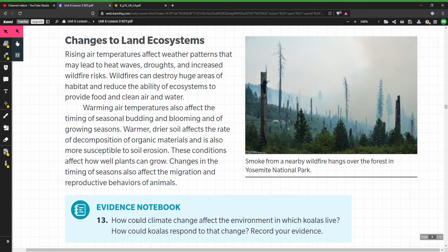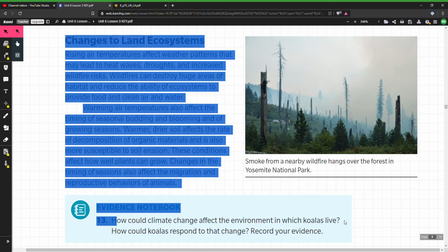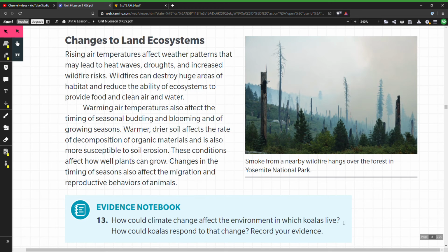So one thing that climate change could do is change the trees. Maybe the trees start dying off, or if there's a fire, there's nowhere for the trees to live. So how could the koalas respond to that change? Well, the koalas might need to migrate to a new habitat. They might need to adapt to be able to eat different types of plants, things like that.